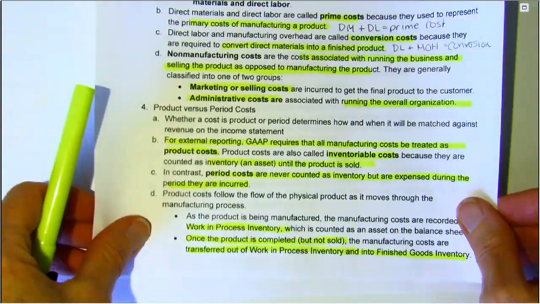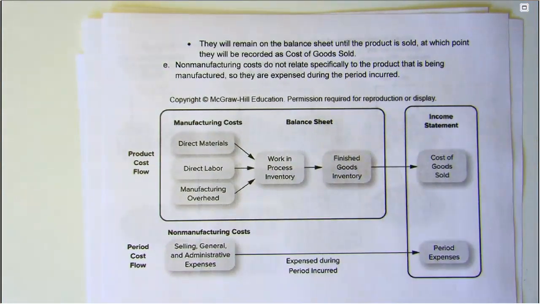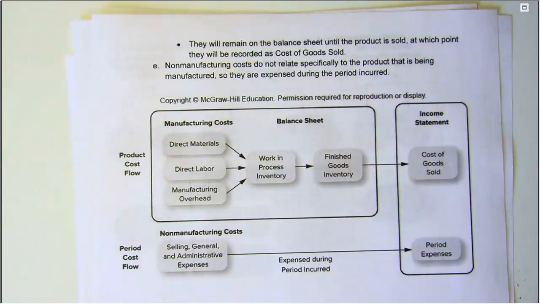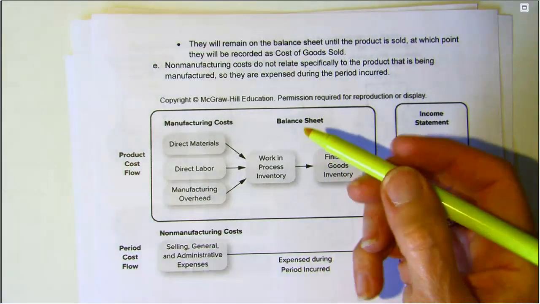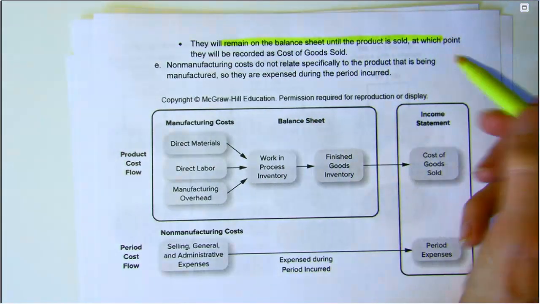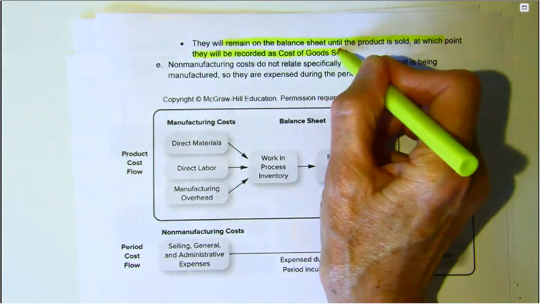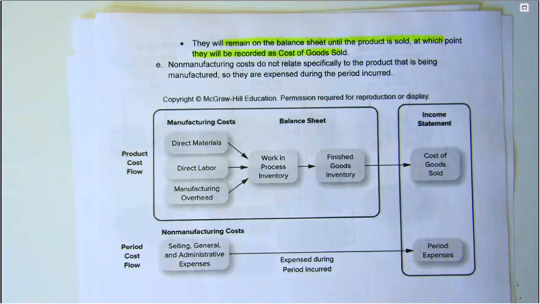And once that product is sold, it then goes on to our income statement. You might remember that journal entry: debit cost of goods sold, which is an expense account on the income statement, and credit to reduce the inventory account. We learned that in Accounting 116. So those goods remain in the inventory account on the balance sheet until the product is sold, at which point they will be called cost of goods sold, which is an expense account on the income statement.